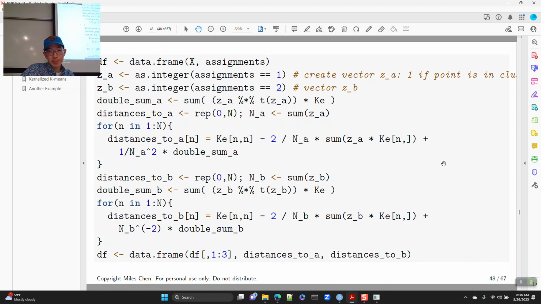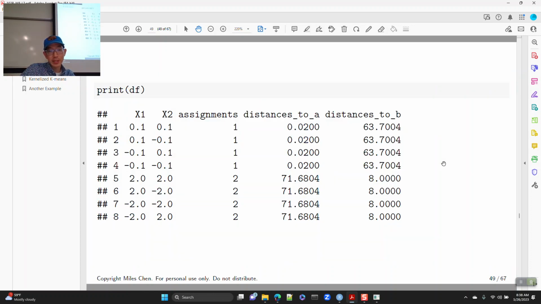All right, so this is just the code that we've been running. Okay, and then we can just run it again, and we get the same distances that we calculated earlier.